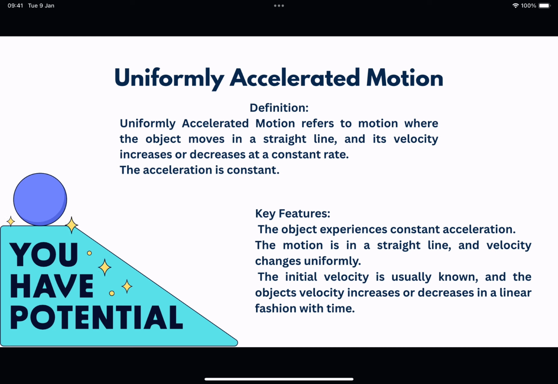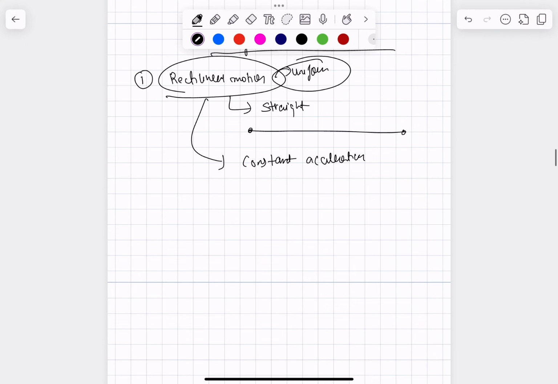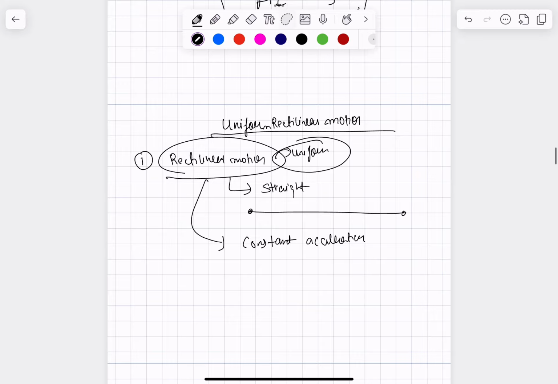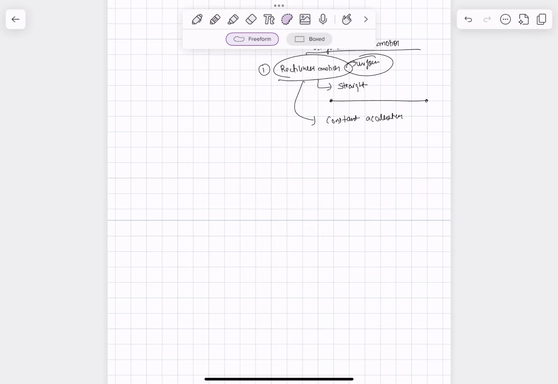The second important topic for today is uniformly accelerated motion. Uniformly accelerated motion refers to motion where the object moves in a straight line and its velocity increases or decreases at a constant rate. We have learned about uniform rectilinear motion, where the velocity remains constant.